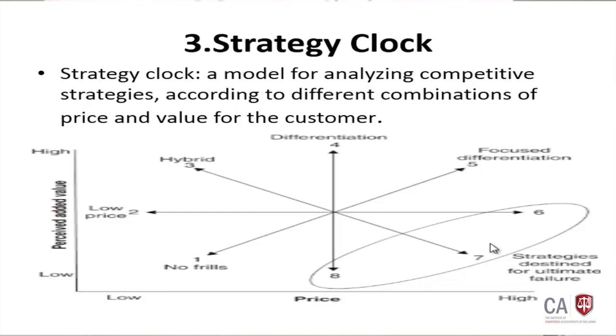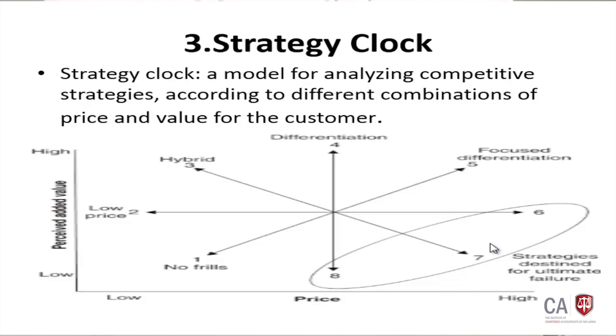So if you look at the 8 options: no frills strategy. No frills strategy means the price is relatively low, and at the same time perceived added value is also low. That is no frills strategy. Later I will come back with some examples. Then low price strategy: price is low, perceived added value is at the medium level. Hybrid strategy is a fantastic strategy, hybrid.